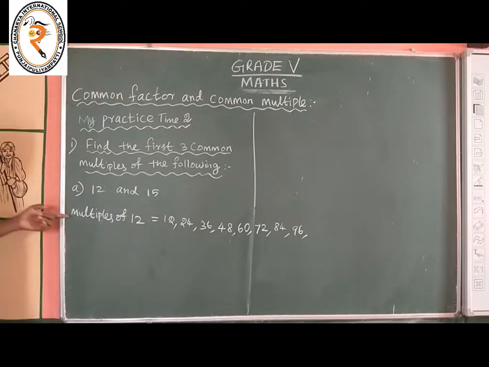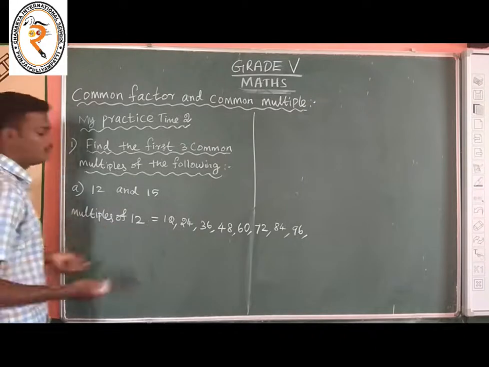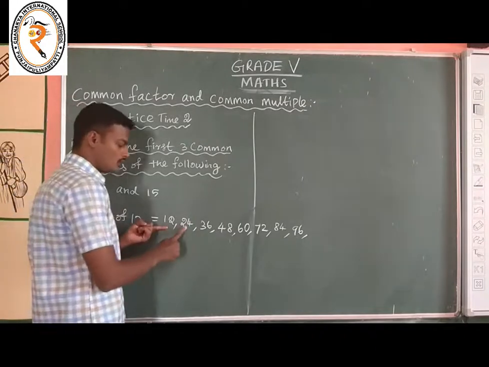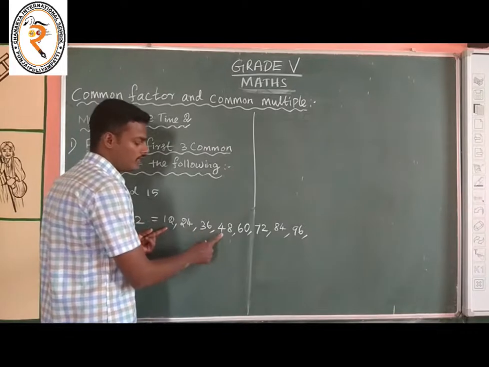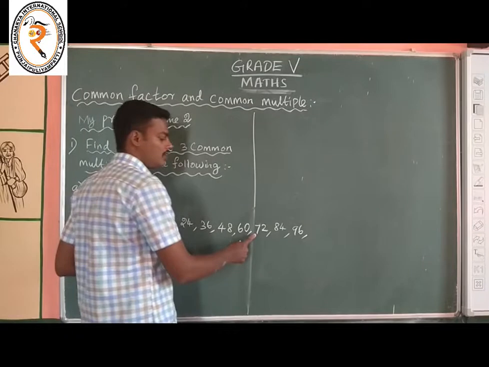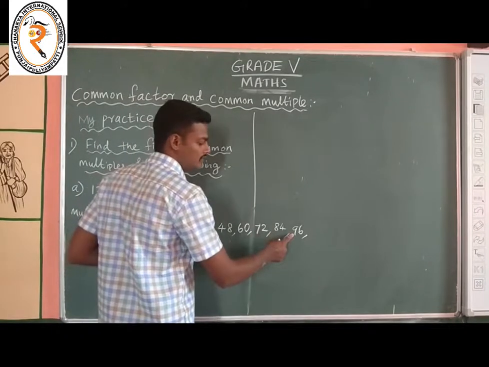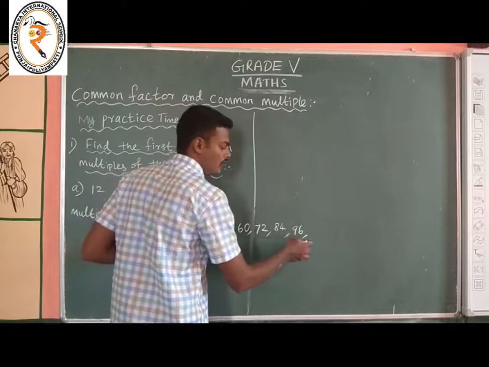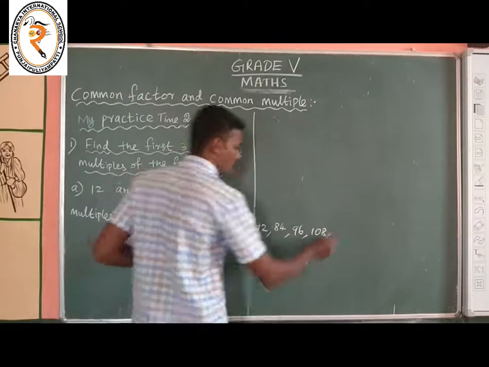First we write the solution. First we write multiples of 12. We write the 12 table. 1 12s are 12, 2 12s are 24, 3 12s are 36, 4 12s are 48, 5 12s are 60, 6 12s are 72, 7 12s are 84, 8 12s are 96, 9 12s are 108, and 10 12s are 120.